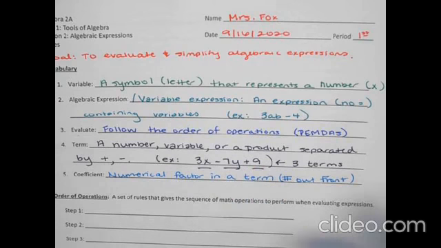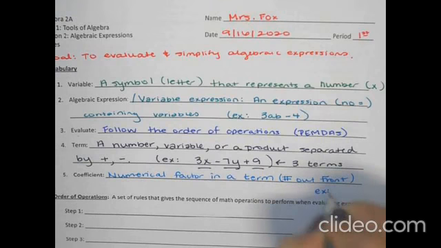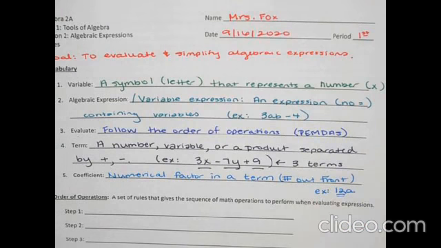Okay. If we write an example here, maybe you have 12a. 12 is the coefficient. Okay, it's whatever number's in front of the variable, that's what we call a coefficient.